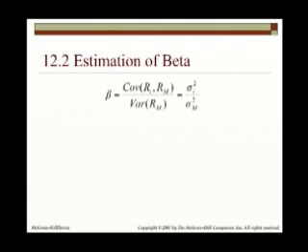So to calculate beta, remember beta is the slope of a regression line that plots the returns on the security with the returns on the market. We will take the covariance between the returns on the security and the returns on the market and divide by the variance of the returns on the market.